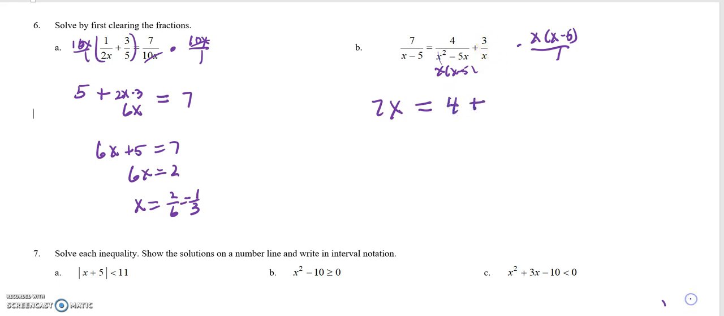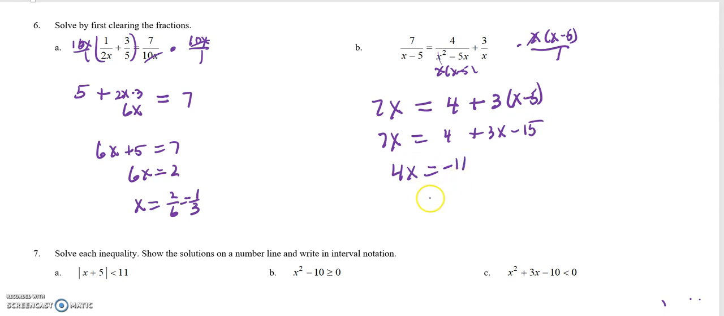And this fraction times that, the x's cancel, and I have 3 times x minus 5. So now, no more fractions. We finish it out. I have a 4x here. I have a negative 11 here. Negative 11 over 4.